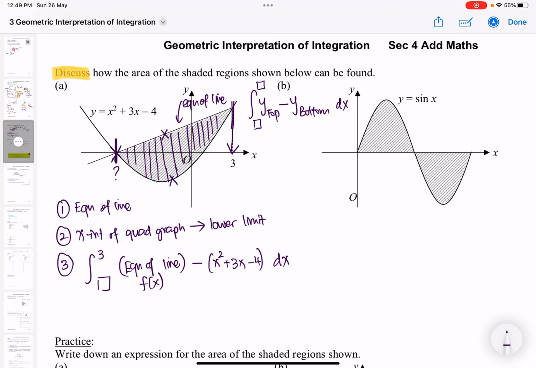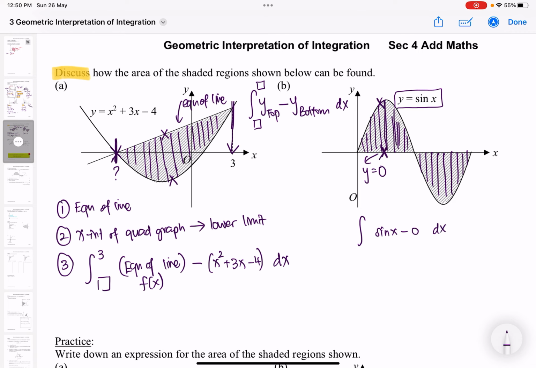Okay, now let us look at part B. For part B, again, similarly, I'm going to look at how it's going to look like if I were to cut it up into rectangles. Okay, so imagine these are all my nicely cut up rectangles. Now, how are we going to find the area of each of these rectangles? So if I were to take a rectangle here, I will take this y coordinate minus this y coordinate. Now, the y coordinate of the point at the top can be found by y equals sine x, whereas the bottom part is actually y equals 0. So I will need to integrate sine x minus 0 with respect to x.